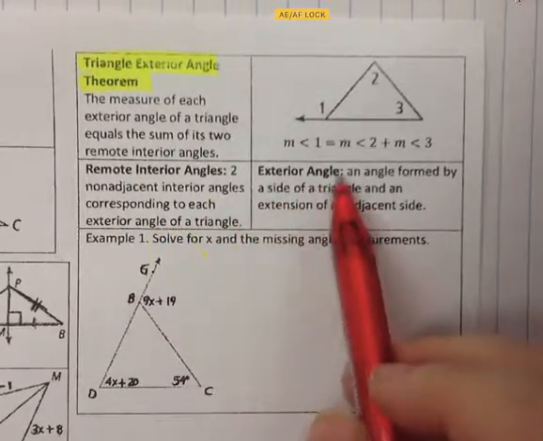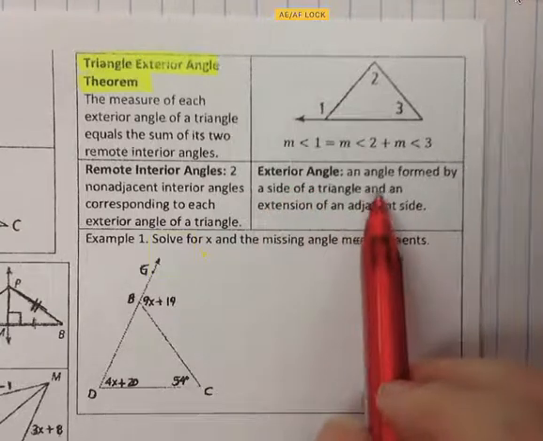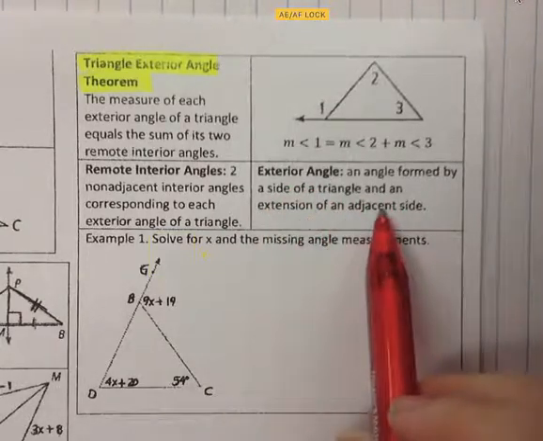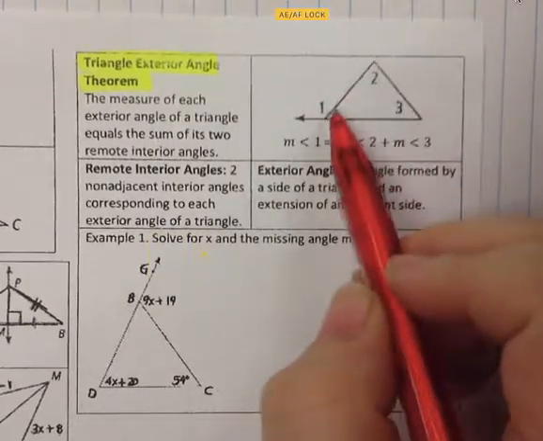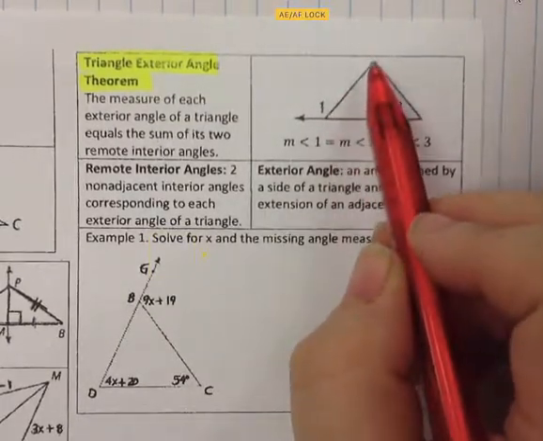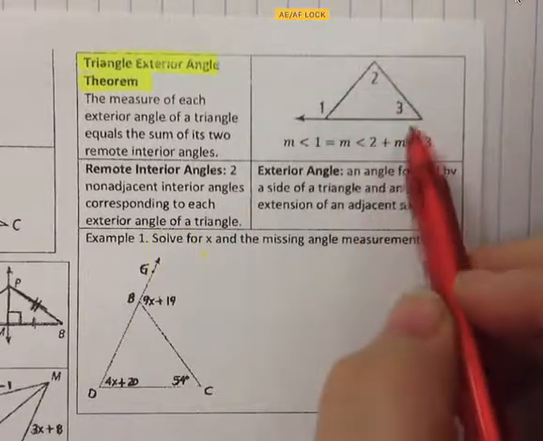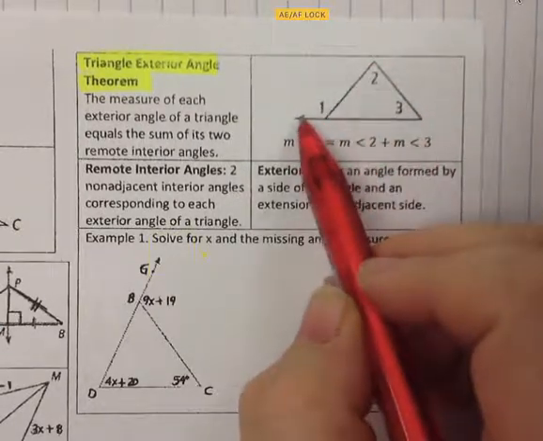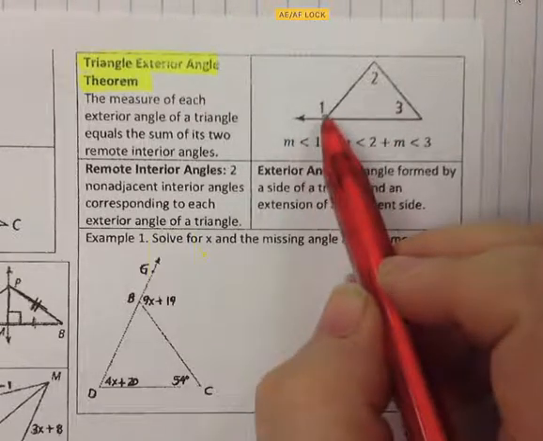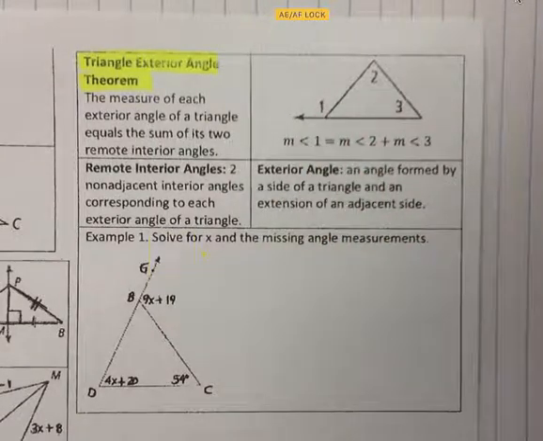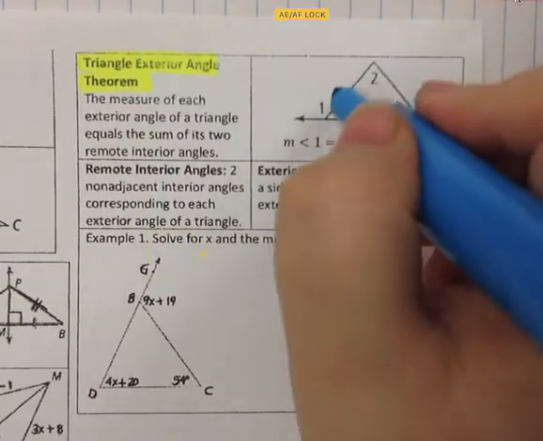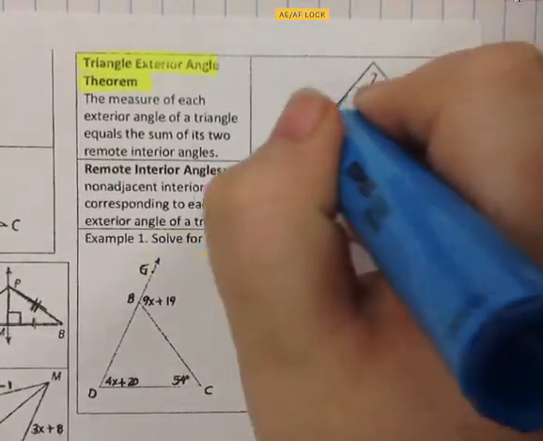An exterior angle is an angle formed by the side of a triangle and an extension of an adjacent side. So if we look up here, this side right here is not extending. This side is not extending. This side is extending. So we actually have an extension of a side and another side. So we have an exterior angle right here. So I will actually highlight the exterior angle in blue. This is our exterior angle.